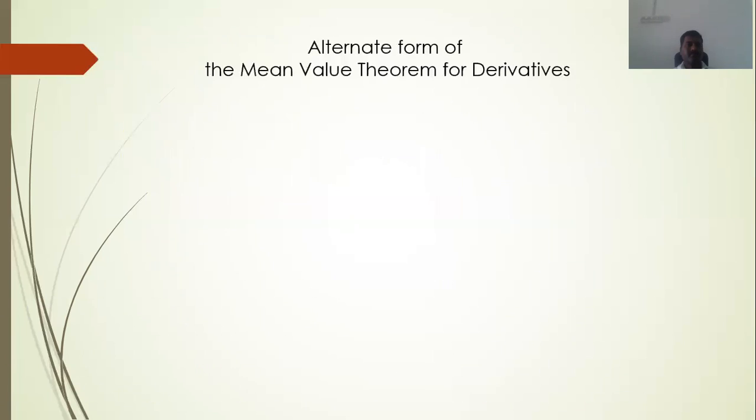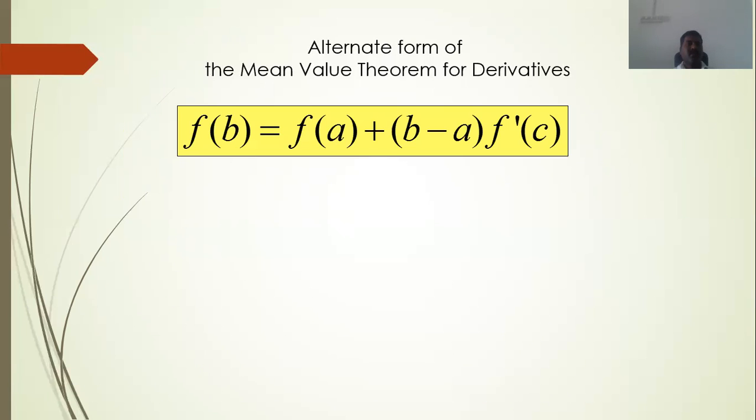This is the alternate form of the mean value theorem. We can also rearrange it as f(b) equals f(a) plus (b minus a) into f'(c). This leads to Taylor's theorem, so we'll see Taylor's theorem in the next class.